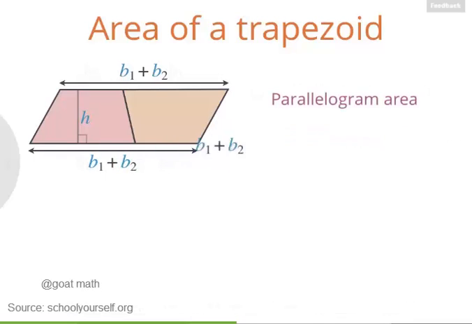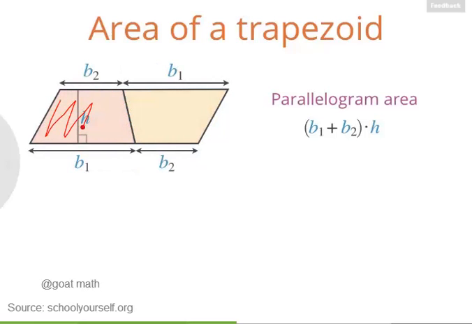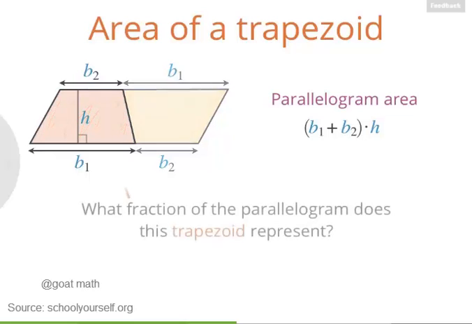Nicely done. The area of this parallelogram is the length of its base, which is b1 plus b2, times its height, which is h. So that's the area of this parallelogram. But we wanted to find the area of this trapezoid over here. Now what fraction of the entire parallelogram does this trapezoid represent?